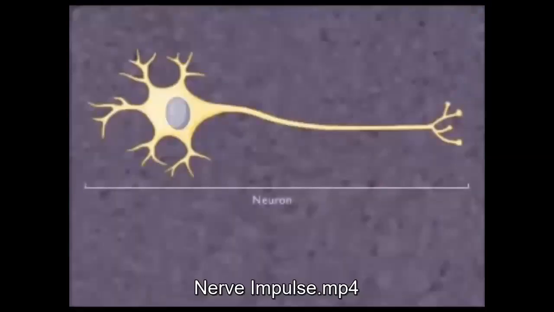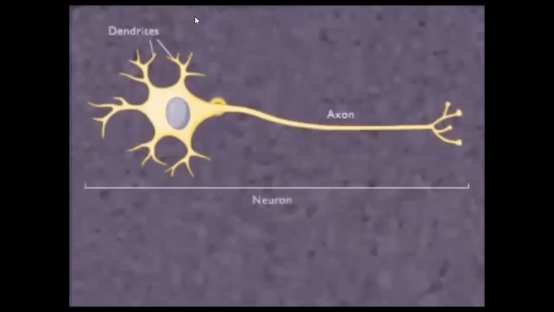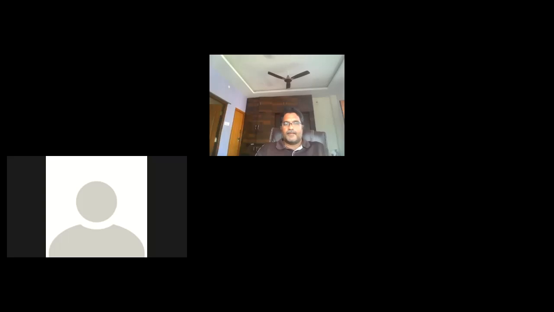A nerve impulse is an electrical current that travels along dendrites or axons due to ions moving through voltage-gated channels in the neuron's plasma membrane.